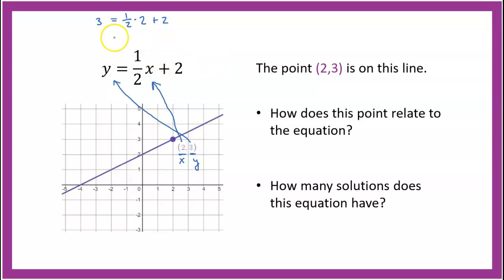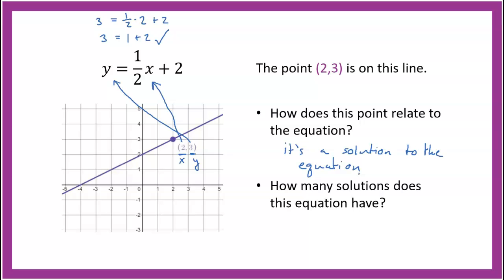So if we simplify that, let's see, the 3 comes down. 1/2 times 2 is 1, plus 2 comes down. So 3 equals 1 plus 2, that's true. That is accurate. So this produced a true statement. So how does this point relate to the equation? It's a solution. It's what we call a solution to the equation because it produces a true statement when we substitute.